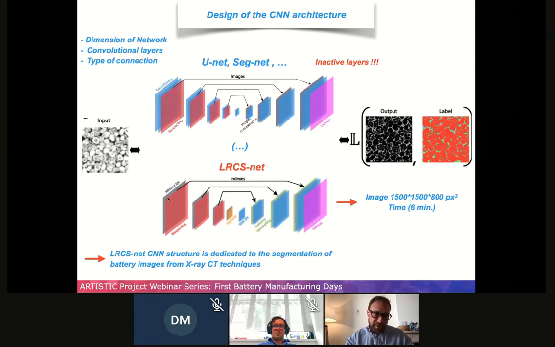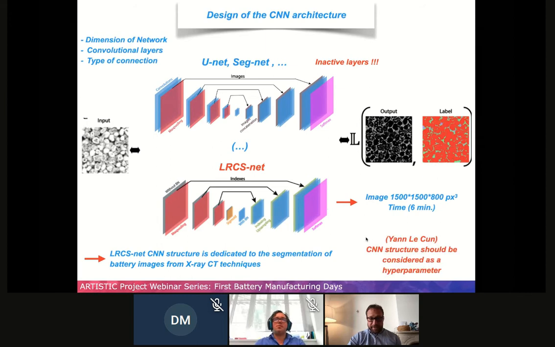So we try to eliminate some convolutional layers. If we compare to UNet, this one is a UNet structure. We try to connect it, instead of image, we induce index. We try to minimize the number of layers as well. And we got very good time in terms of calculation. We can finish training after 6 minutes. So we have a clear gain in terms of time. And this one is for a stack of 800 images.